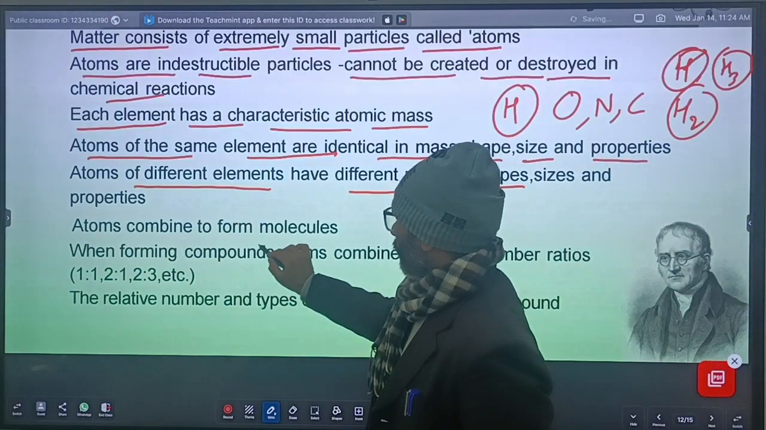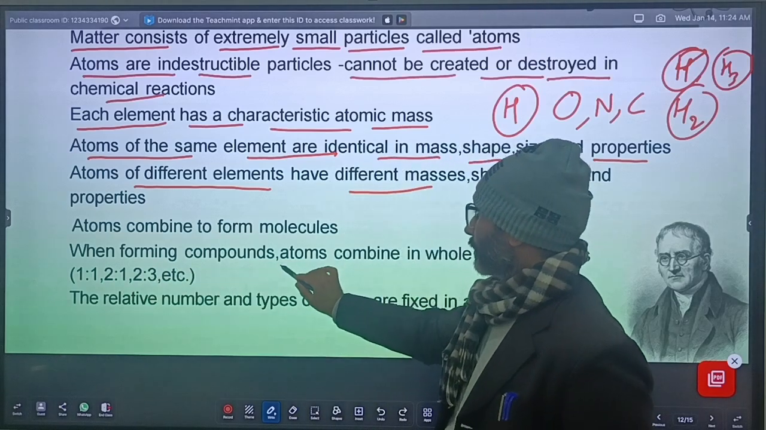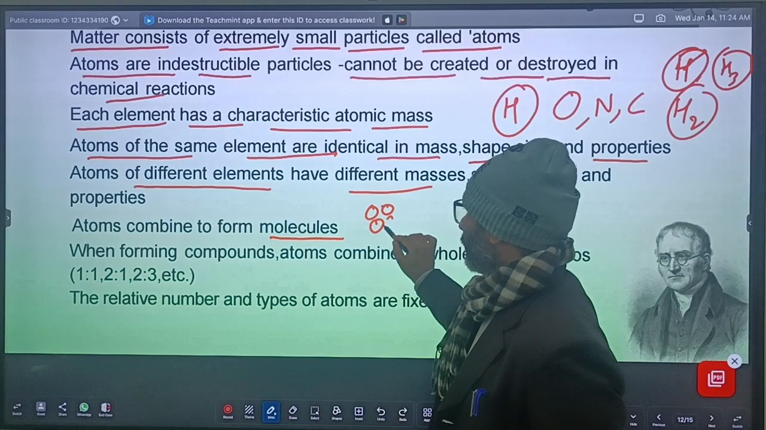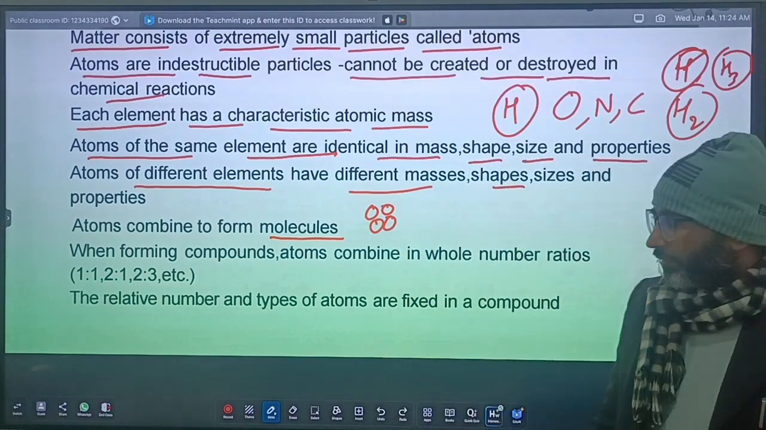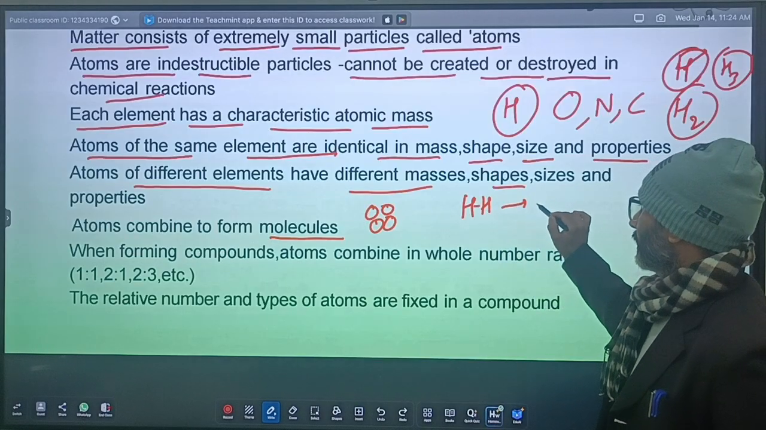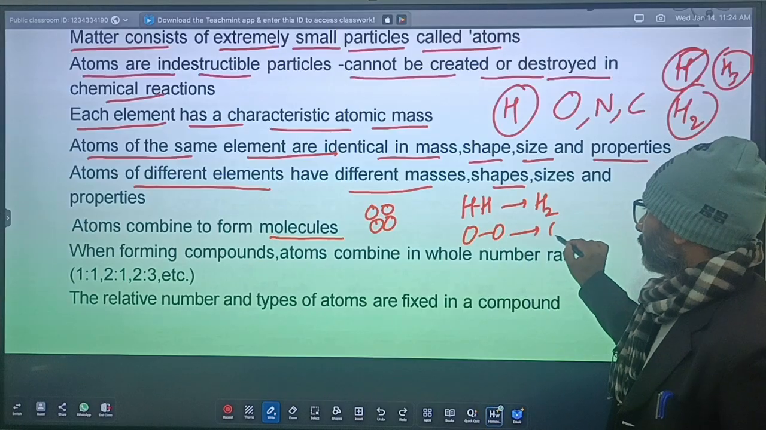Atoms combine to form molecules when forming compounds. What is a molecule? A group of atoms is known as a molecule. A molecule may be of the same atom or of different atoms. For example, hydrogen atoms combine to form a molecule known as the H2 molecule. Oxygen combines to form the O2 molecule.